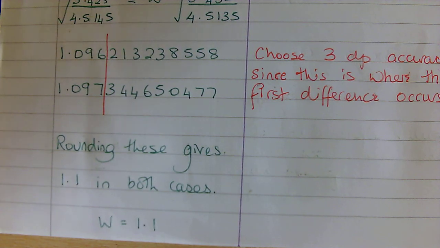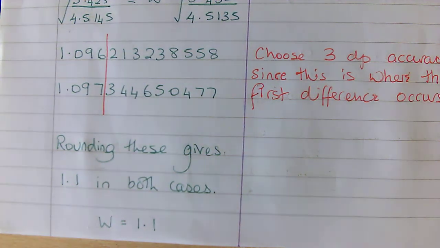And if we then round those, both of them give a value of 1.1, and so w is 1.1, which is a suitable value for w, and its final degree of accuracy is to 1 decimal place.